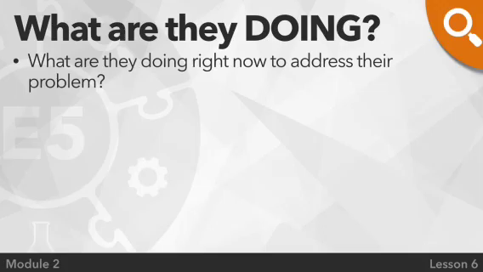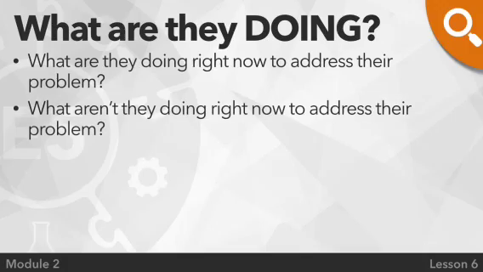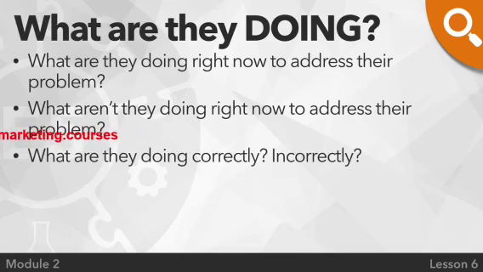Are they doing anything? Are they doing 2 things, 3 things, 1 thing, right? What are they doing right now? What are they doing right now to address their problem? And what aren't they doing now to address their problem, right? What are the things that they should be doing that they're not doing? What are the steps that they're taking, and what are the steps that they're not taking, right? What are the steps that they're taking right now that they should be, right? And what are the steps that they're taking right now that they shouldn't be?